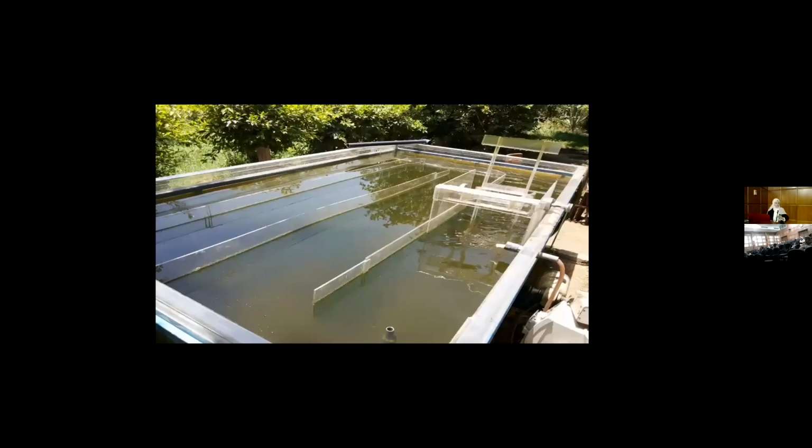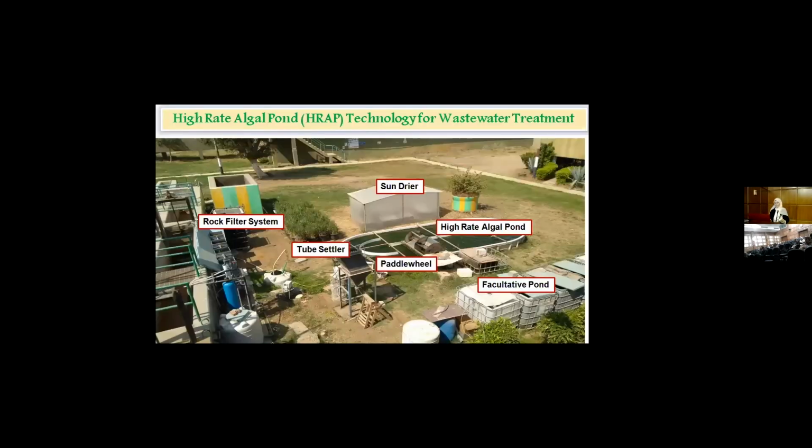This is the first step, constructed in 2012. This is the maturation pond, or the upgraded maturation pond, the high-rate algal pond of 1 meter. And this is what was constructed in 2017. We can see here the maturation pond is converted to a high-rate algal pond.